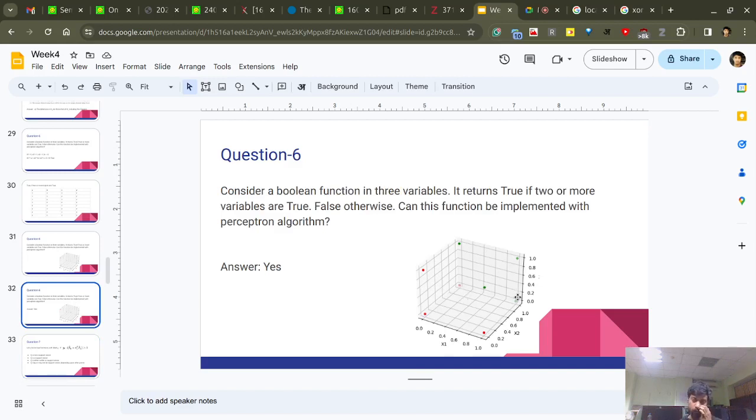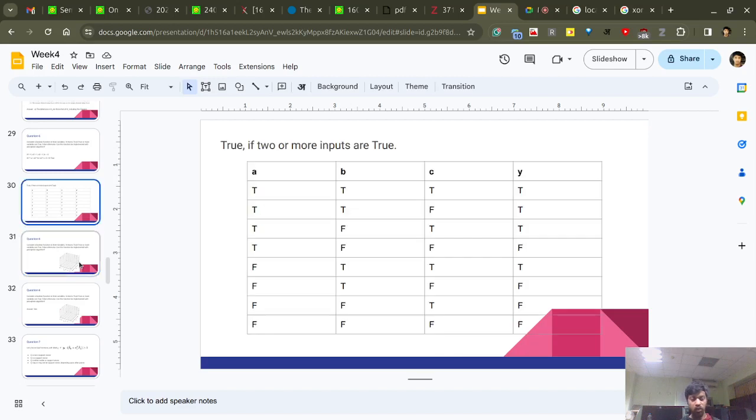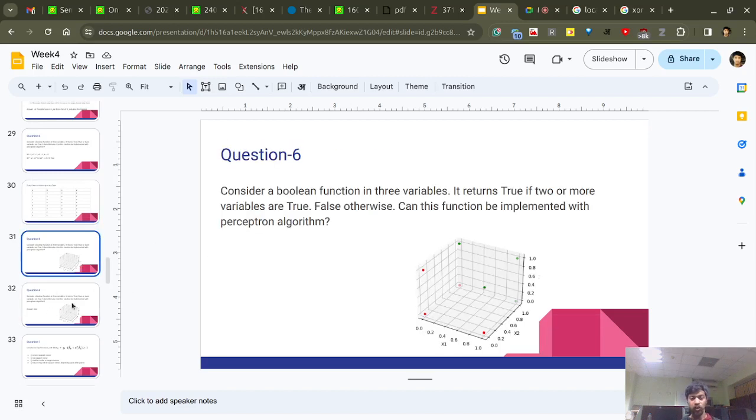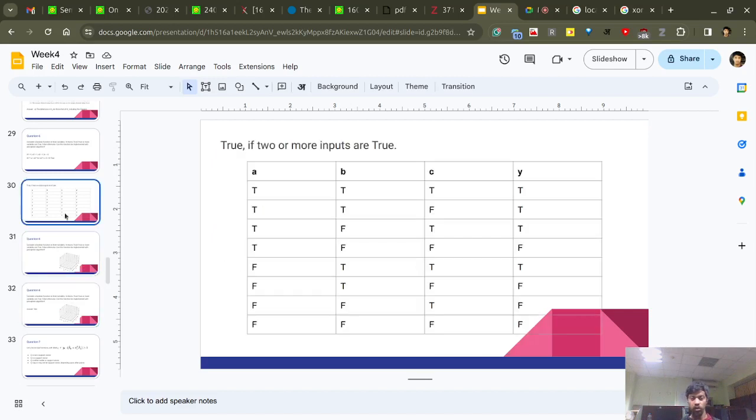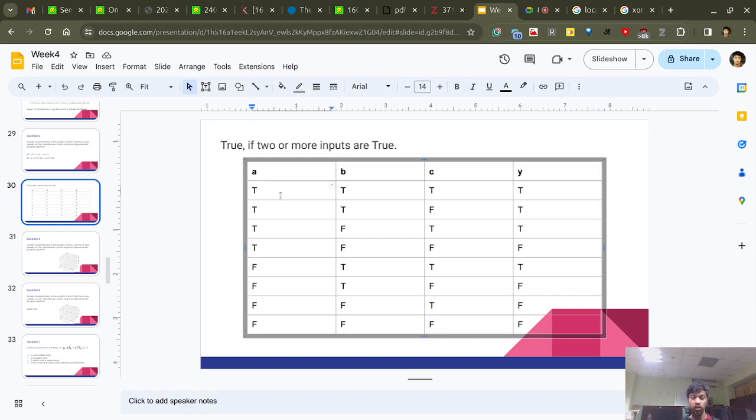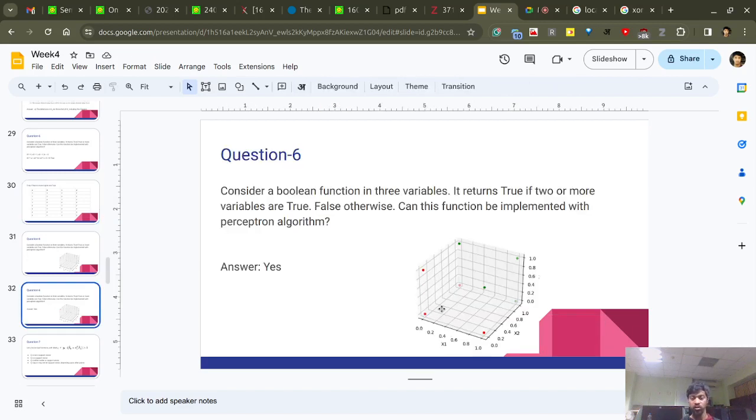What are the green and red points actually? Okay, so here you can see we have taken three inputs A, B, C. The truth table is clear. So we are considering T means 1 and F means 0, and we are plotting the graph in those dimensions.